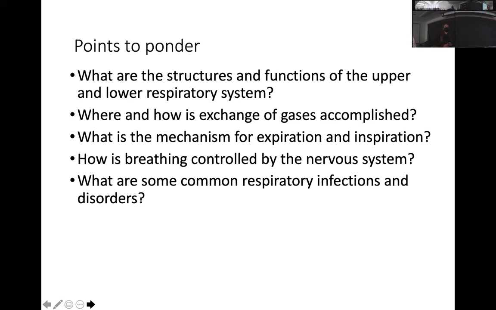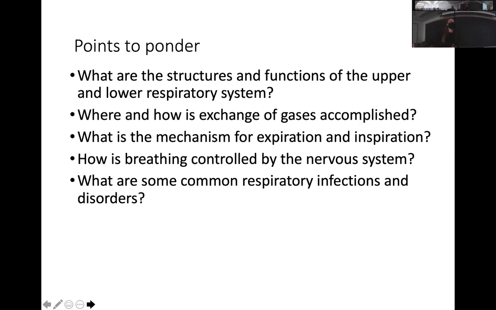So we're going to talk about the structures and functions of the upper and the lower respiratory system. We're going to talk about how that gas exchange is accomplished. So the gas exchange is how do we get in oxygen and out carbon dioxide really fast, right? Every time you take a big breath in and out, all of that gas exchange happened very quickly. So where is that and how is that accomplished? The mechanism for expiration and inspiration, or known as your inhale and your exhale. How breathing is controlled by the nervous system, which that kind of makes sense, right?